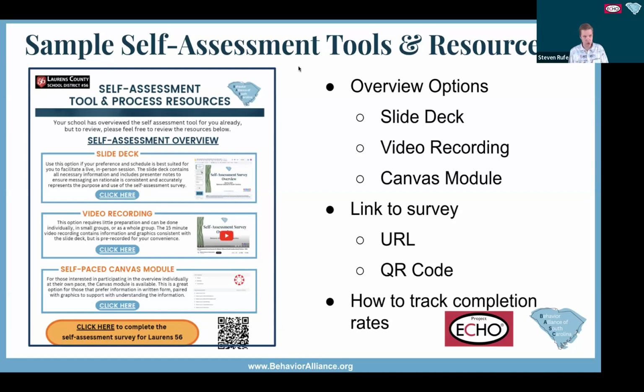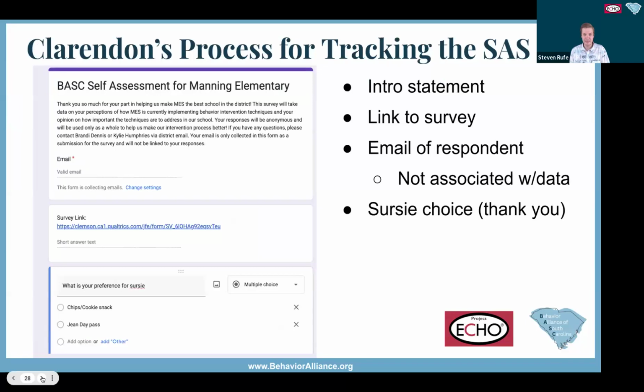So on the next slide, I'll talk a little bit more about that in terms of those completion rates and some tips and tricks that we've learned across the process. One of our current district partners, Clarendon, actually decided that internally they wanted to build a Google form. So this is a screenshot from their Google form to say to their staff, hey, we want you to do this survey, fill out this Google form with your email address and the survey link.